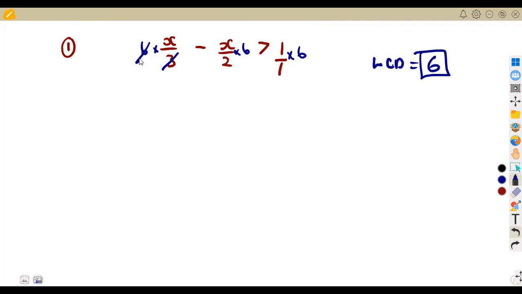3 into 6, that's 6 divided by 3, which gives us a 2. So that's 2 times x, which will be 2x, all right? Minus, you do the same thing. 2 into 6, that's 6 divided by 2, it's going to be 3. Then 3 times x, which will be 3x. So that will be minus 3x is greater than, all right? That's 1 into 6, that's a 6. Then 6 times 1, which is just a 6. Okay, so this will be a 6.